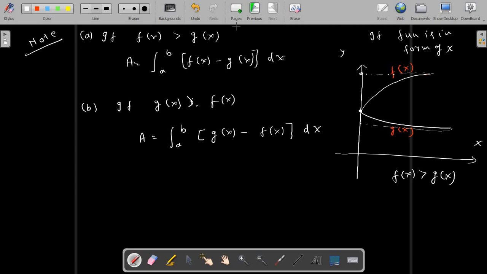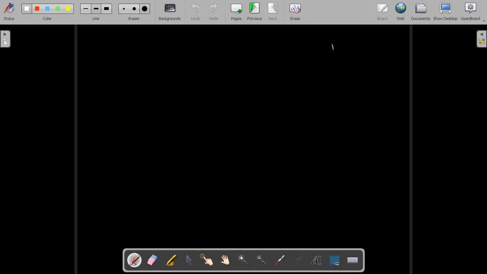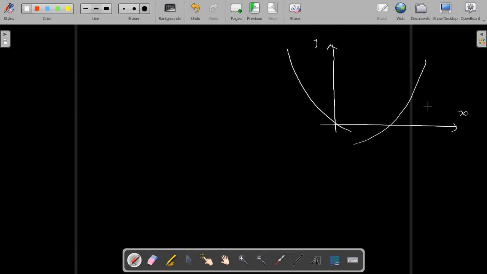But suppose you have a function in the xy plane and the function is in the form of y. Suppose this is considered as fy and this is considered as gy, and you have to calculate the area of this region. So this will be the area, right?